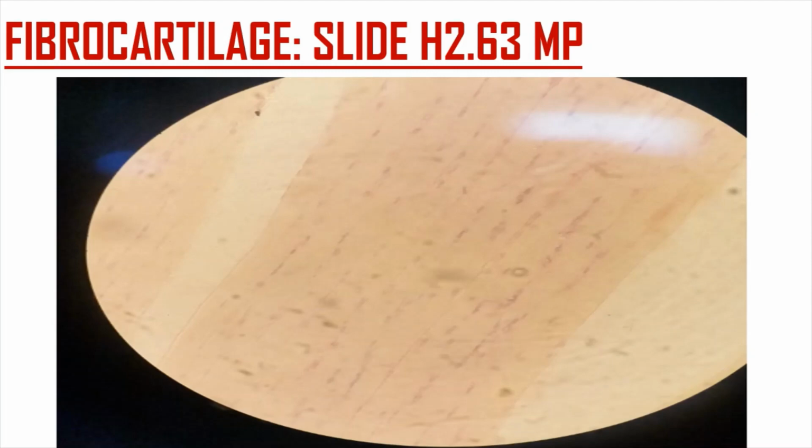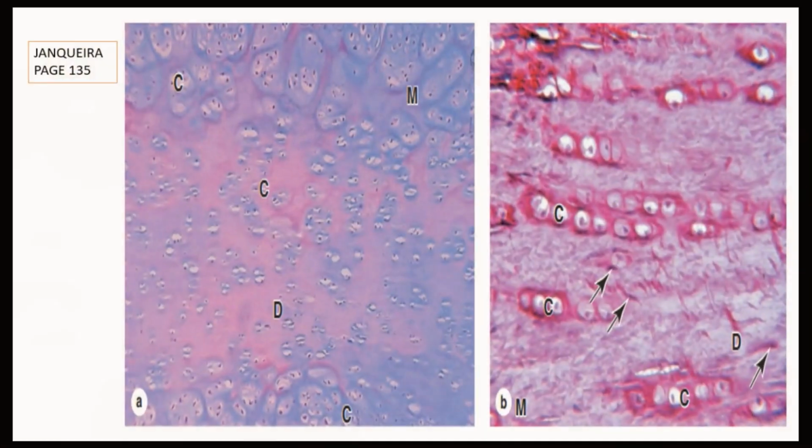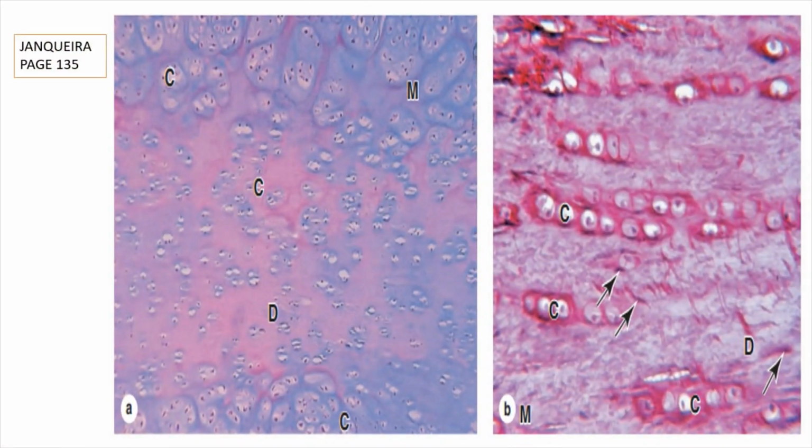It's not very clear as well, but what you can see is lacunae containing chondrocytes, lacunae containing chondrocytes, and these are regularly arranged collagen fibers. So this is dense regular connective tissue. Let's look at it at high power.